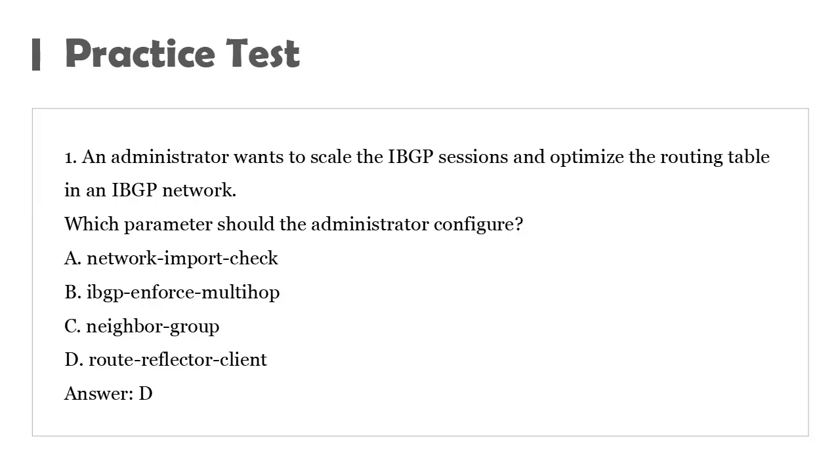1. An administrator wants to scale the IBGP sessions and optimize the routing table in an IBGP network. Which parameter should the administrator configure? A. Network import check. B. IBGP enforced multi-hop. C. Neighbor group. D. Route reflector client. Answer: D.